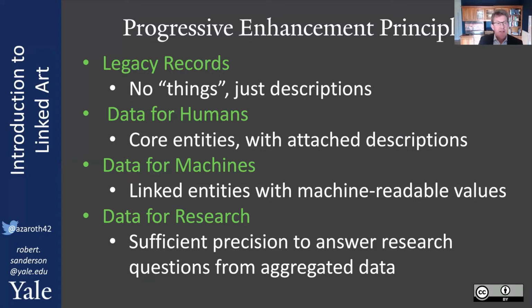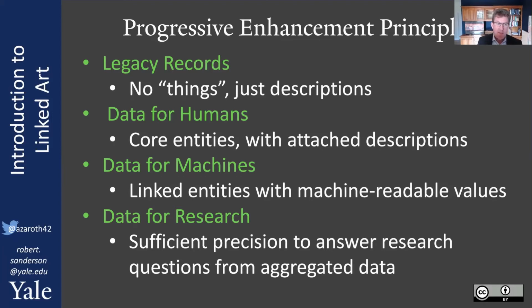The first is legacy records, where there aren't really entities, but there are just descriptions. So these are strings that are hard for a machine to interact with. They're hard to link to. It's just, here is something that if you put it on a screen, a human would understand, but there is no way for a machine to use it. They're not data. They're only text.